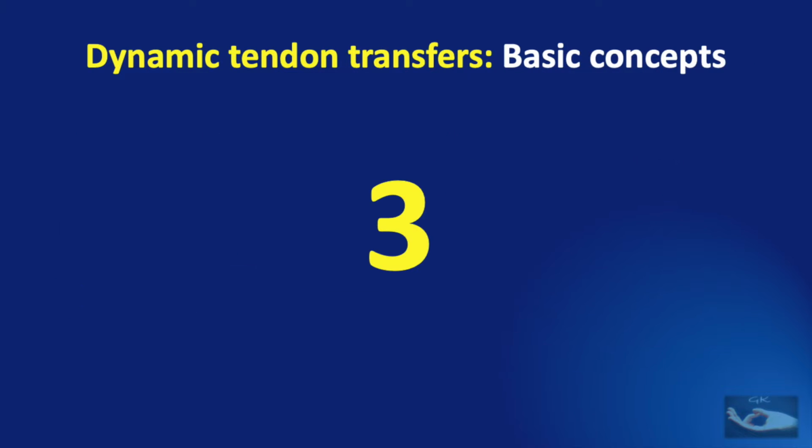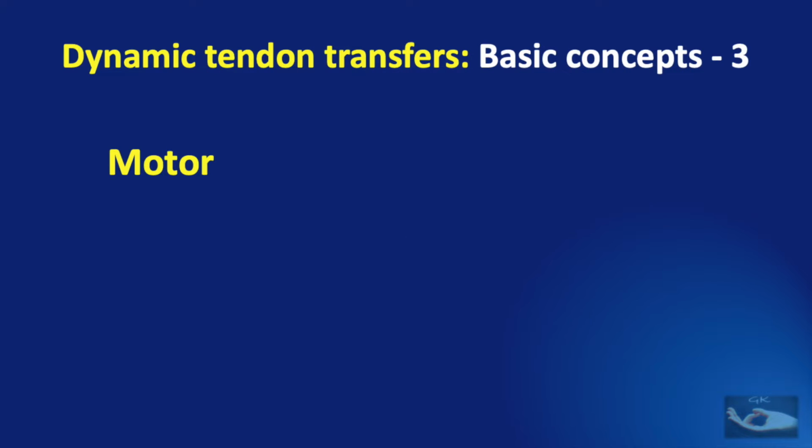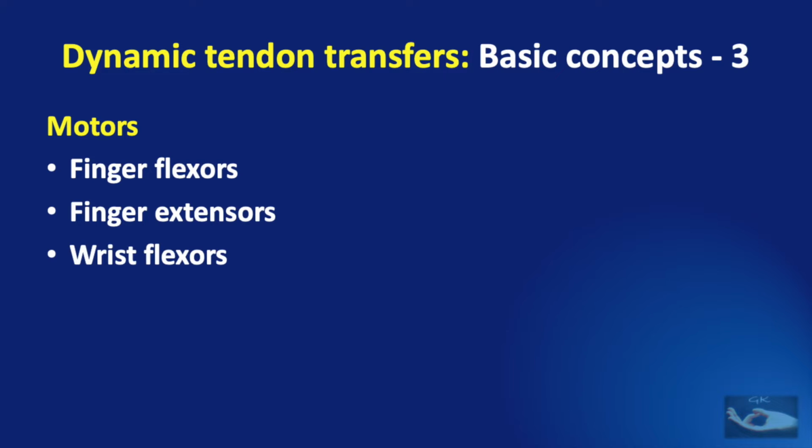The third and most important concept to understand is that when we plan a dynamic tendon transfer, there are 3 points that we need to understand and plan. The motor or the muscle that we are going to use, the route that is going to be taken, and the insertion that's going to be given. In ulnar nerve palsy, the motors could be finger flexors, finger extensors, wrist flexors, or wrist extensors.